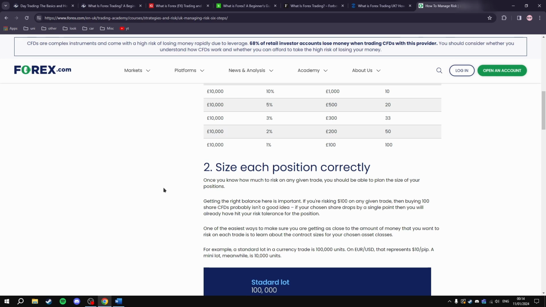If you're risking $100 on any given trade, then buying 100 share CFDs probably isn't a good idea. If your chosen share drops by a single point, then you'll already have hit your risk tolerance for the position.